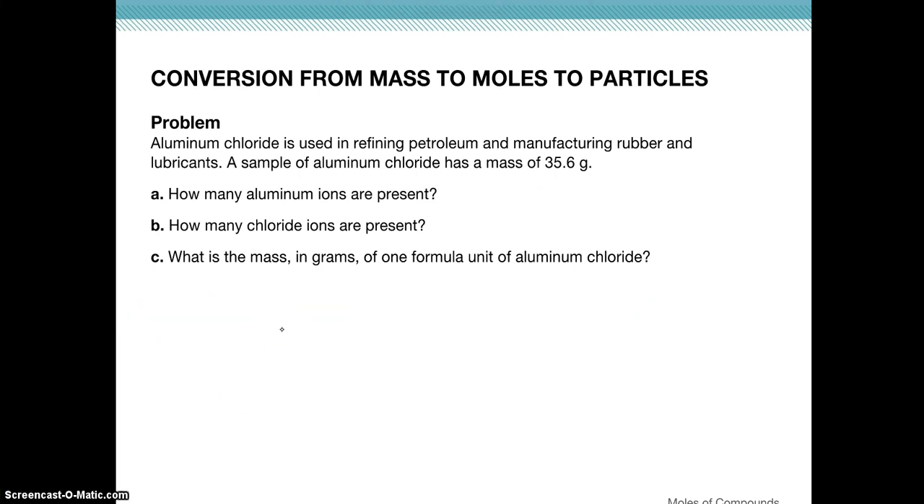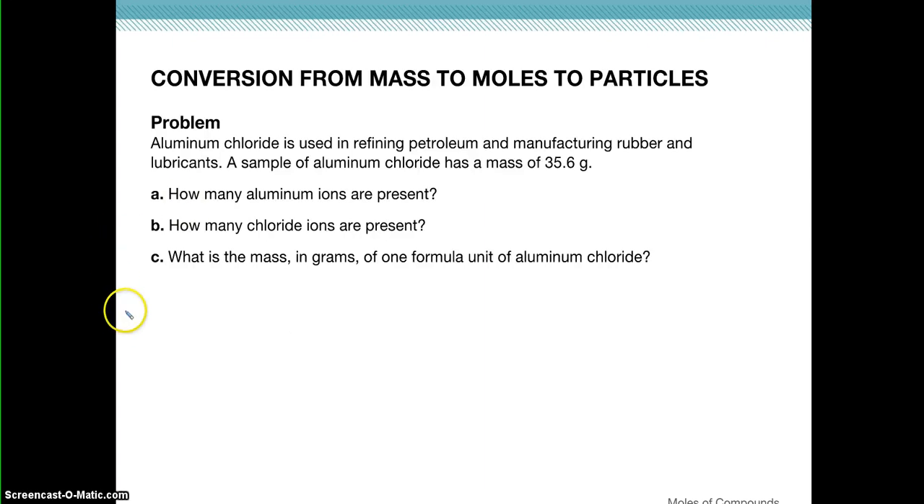All right, now we want to answer question C. Question C says, what is the mass in grams of 1 formula unit of aluminum chloride? We haven't really used that term formula unit a lot. It's kind of the same idea as a molecule. It's just that formula unit is used for ionic compounds, where molecule is used for covalent compounds. Because we're dealing with aluminum chloride, which is ionic, we use the term formula unit. It basically means 1 aluminum and 3 chloride ions. That's a formula unit, okay? So we want to figure out the mass in grams of one of those.